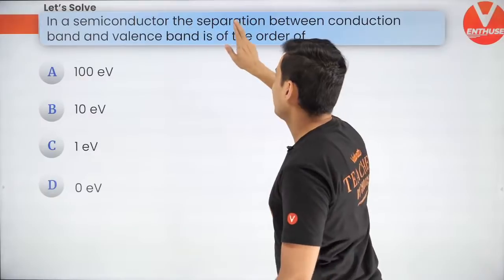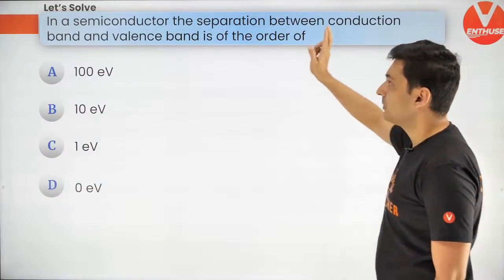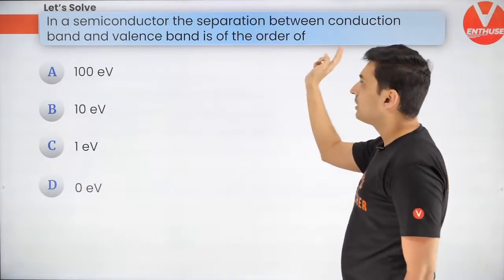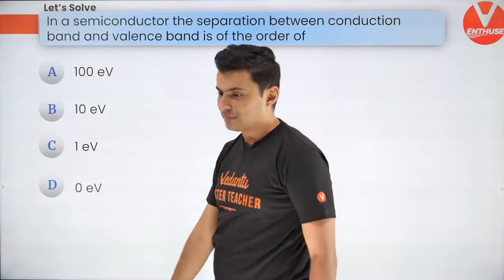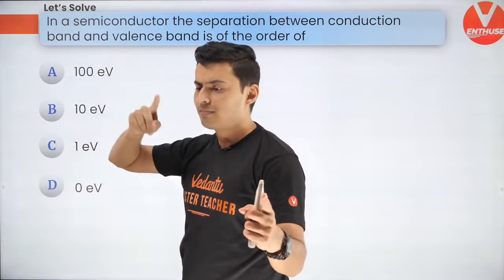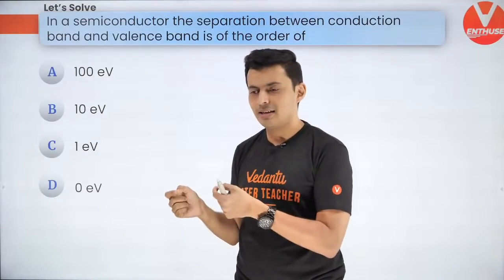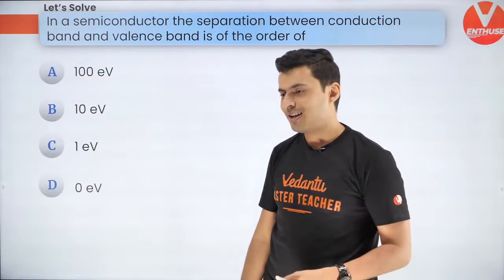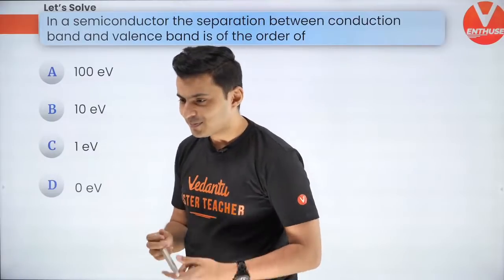In a semiconductor, the separation between conduction band and valence band is of the order of. Come on, let's see. Ramagor, you can replay the session a little bit and watch it again and come back. All right? Okay.